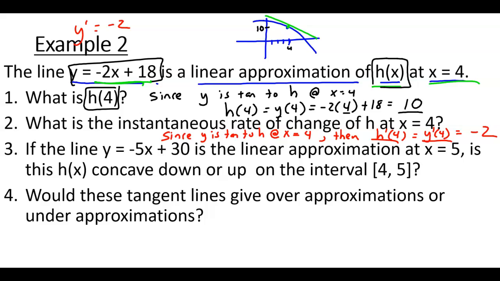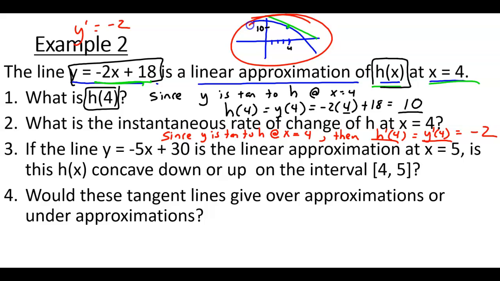If the line negative 5x plus 30 is the linear approximation at x equals 5, is this h of x concave up or down on the interval? Okay, now this is a really interesting question, so ponder it for a minute. Notice how I drew my picture here. Why don't you guys ponder that for a second? You try to draw a picture of this situation and then see if you can come up with an example.